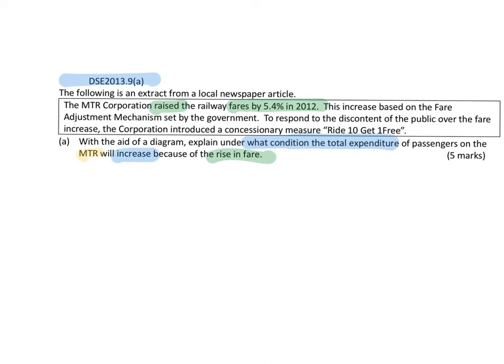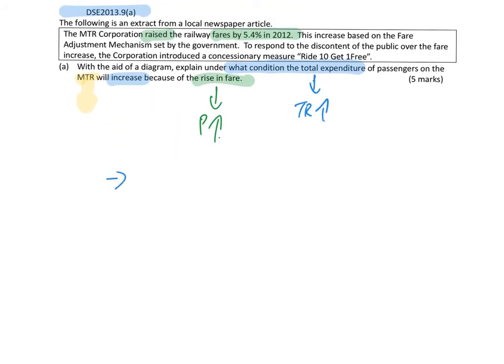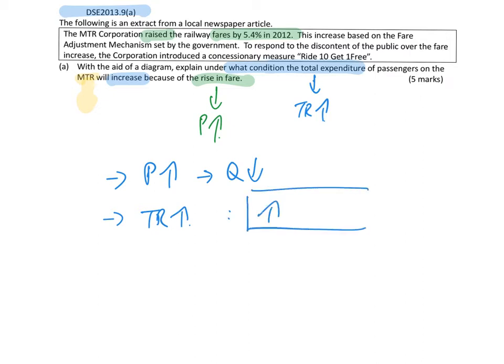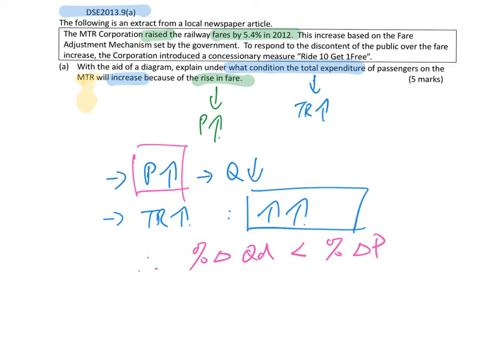Let's write down some remarks. For the MTR, a rise in fares means the price increases. The final result is that TR increases, and that's all. According to our logic, what should we think about? First, when there is a price increase, quantity demanded will decrease. Second, TR should increase. That means the increase is more powerful, it belongs to the power of price. So we know that the percentage change in quantity demanded is smaller than the percentage change in price, because price is the winner this time. So it is inelastic demand.